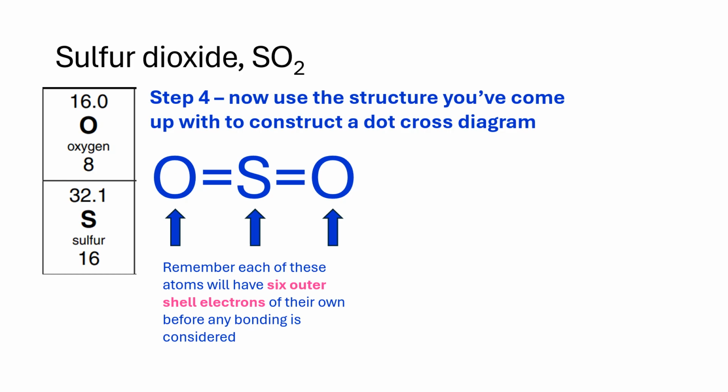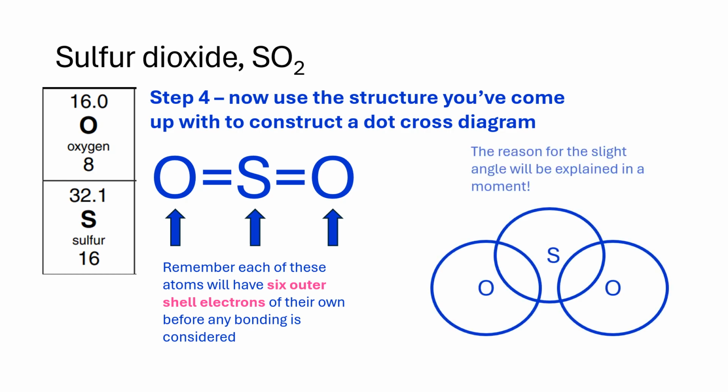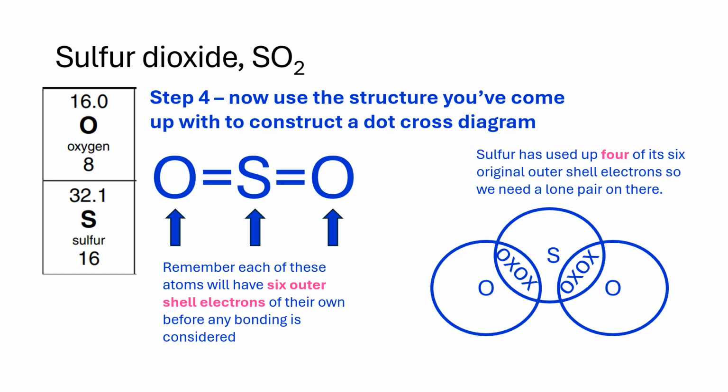So remembering that each of these atoms will have 6 outer shell electrons already, that needs to go into the diagram in some way. And each of the double bonds means that there's 2 pairs of electrons being shared. I'll come back to why I've drawn them at a slight angle in a moment. What I normally do is start with the bonds. So the 2 double bonds I've decided are there go in like that.